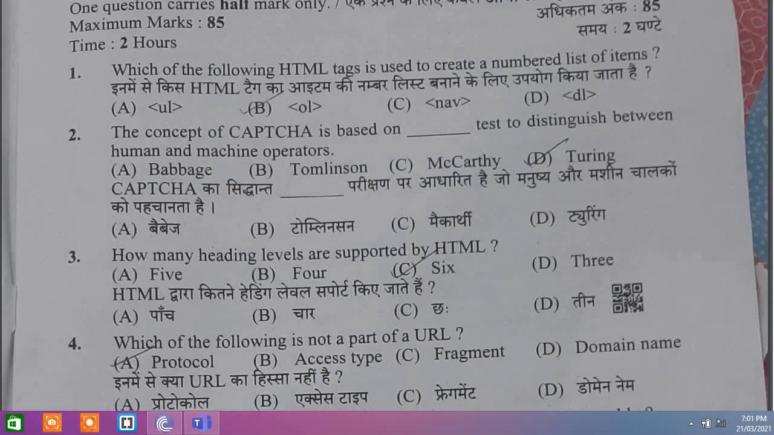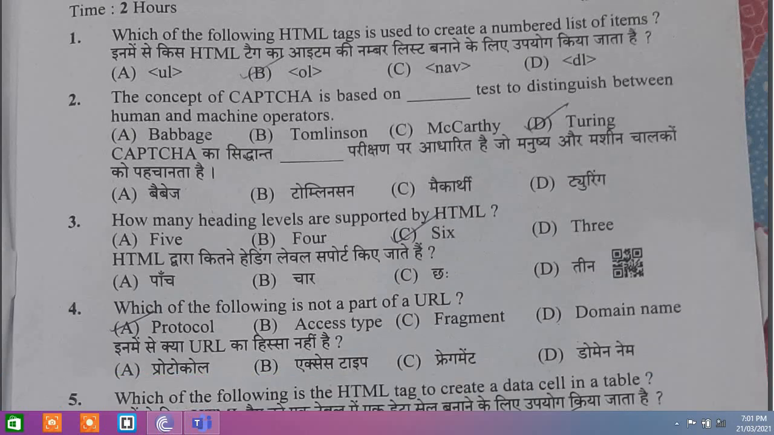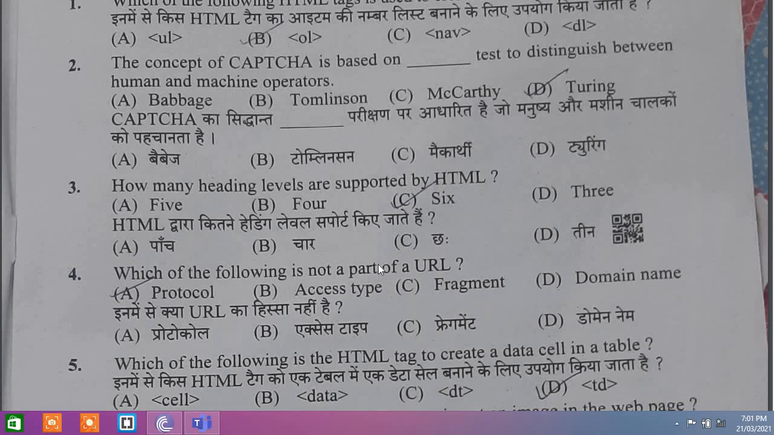Coming to the third question, how many heading levels are supported by HTML? So 6 heading levels are supported by HTML, that is H1, H2, H3, H4, H5 and H6. Heading to question 4, which of the following is not a part of a URL? Access type, fragment and domain name are part of a URL, whereas protocol is not part of a URL. So option A is correct here.